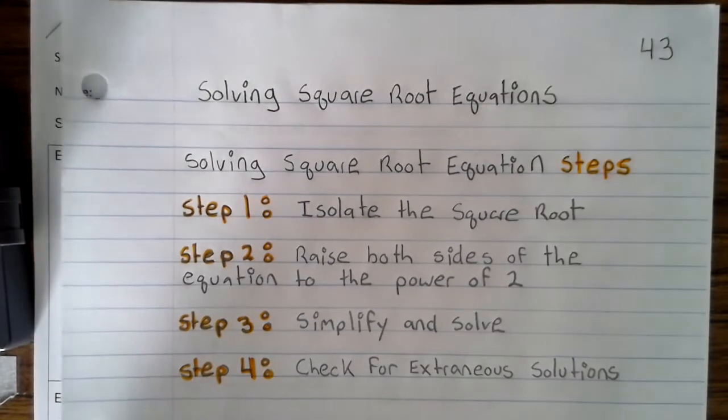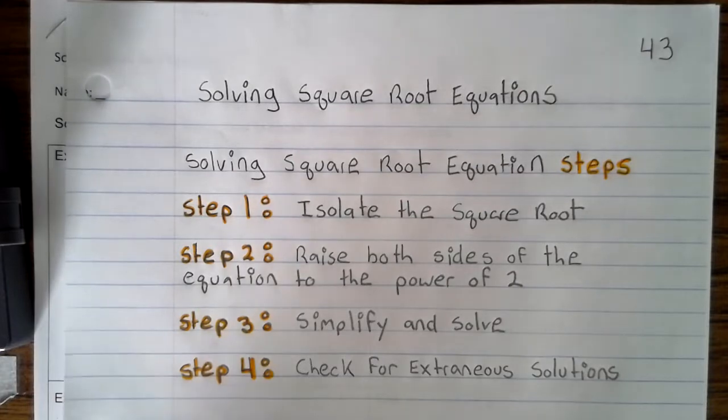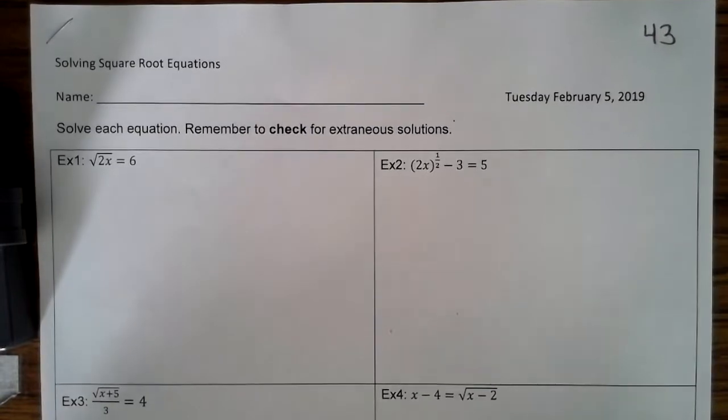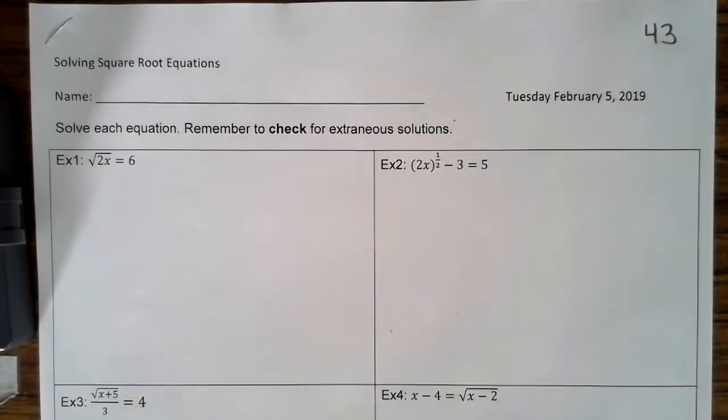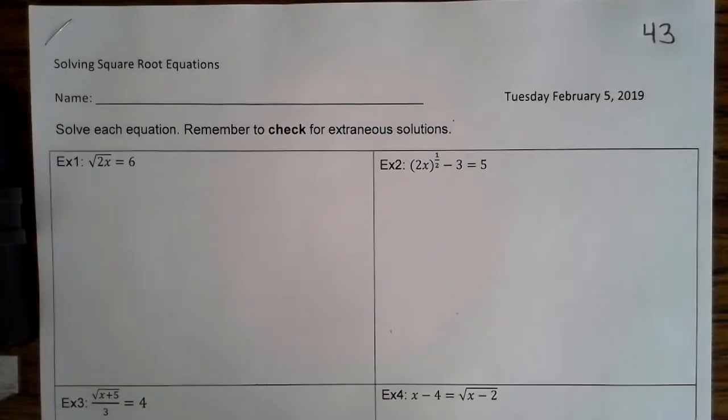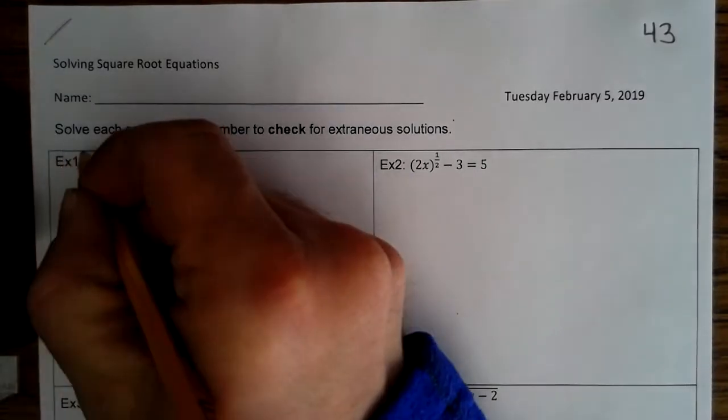All right. If you would, finish up your notes. Now your notes are updated. Let's take a look at the examples. All right, first, let's read the instructions. Solve each equation. Remember to check for extraneous solutions. Okay, step 1, isolate the square root, which it is. Step 2, we're going to raise both sides by the power of 2.